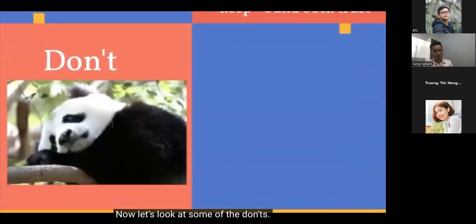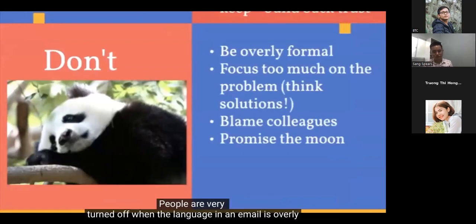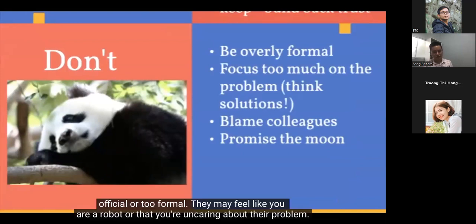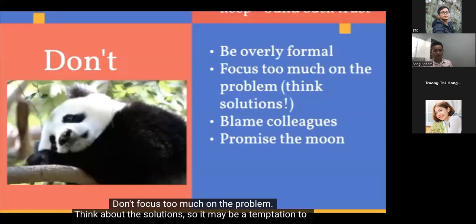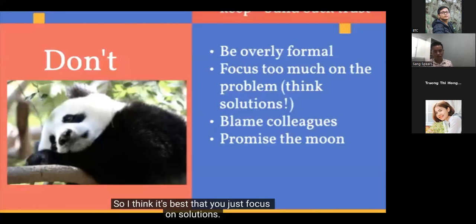Now, let's look at some of the don'ts. I recommend don't be overly formal. People are very turned off when the language in an email is overly official or too formal. They may feel like you are a robot or that you're uncaring about their problem. Don't focus too much on the problem. Think about the solutions. It may be a temptation to go into a lot of detail and explain the problem, but frankly, this will probably come across as excuses. So I think it's best that you just focus on solutions.